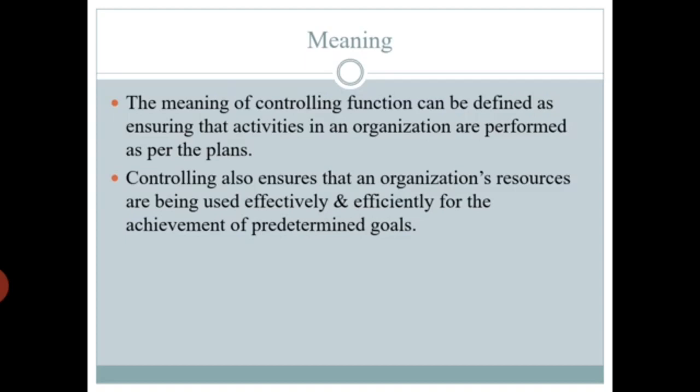Whether you are carrying out the activities in the same direction towards achievement of those goals or not, whether you are able to achieve the organization's goals or not, checking something related to this is included in controlling. So controlling is one of the most important functions of management, in which you ensure whether the progress and activities carried out in your organization are in the same direction or not.